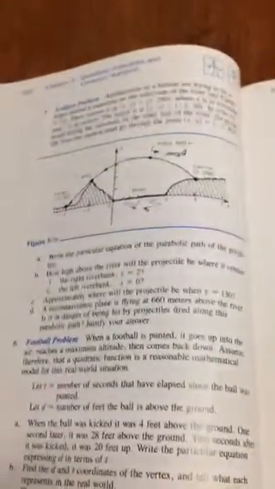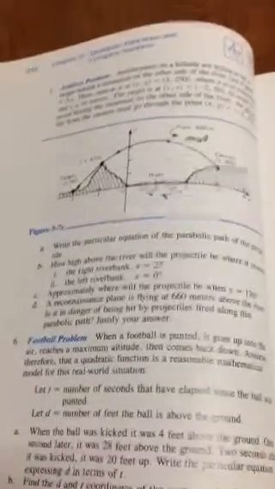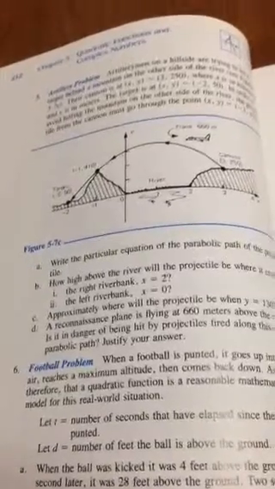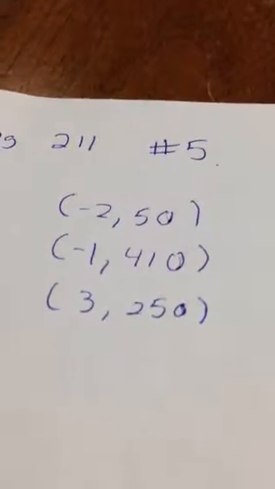Now, we can write the equation for the parabolic path of the projectile. The way to do that is we have 3 points: (-2, 50), (-1, 410), and (3, 250). If you have a calculator, you can go ahead and do quadratic regression right now, or we can set up a system of equations by hand.